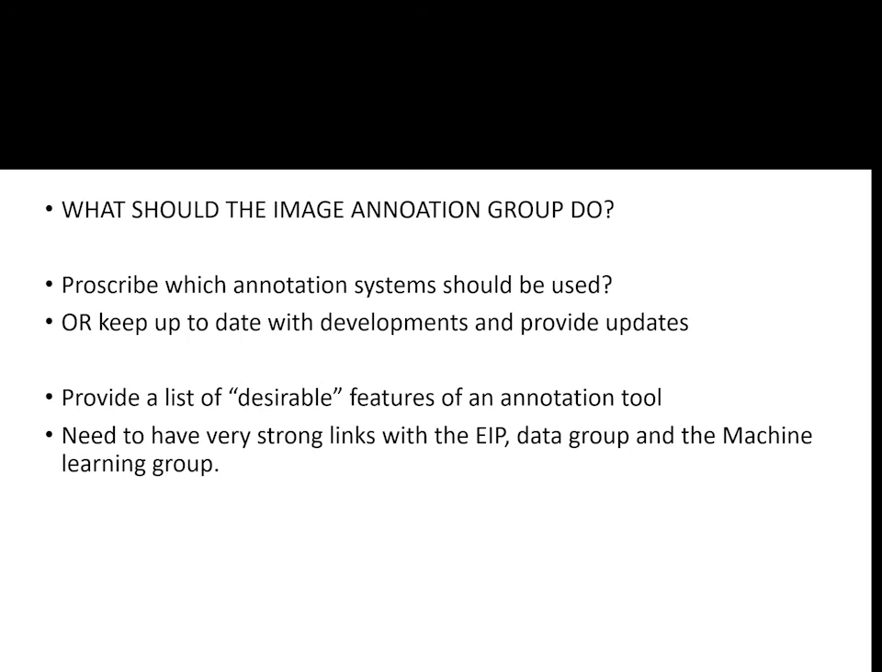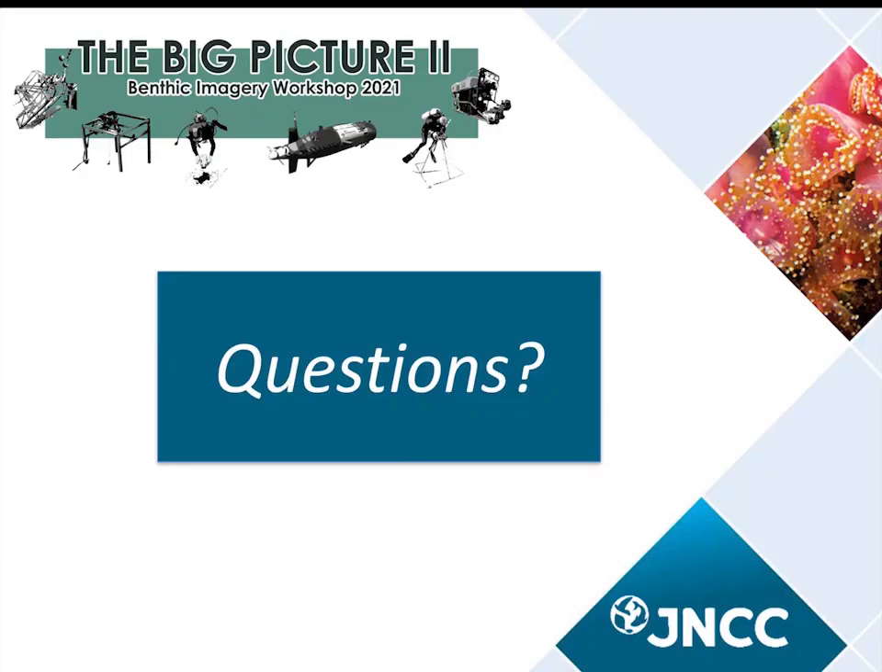That's it for me. I haven't got a lot more to tell you, so I've got a lot of questions really, and I'd like to open it up and think, what should the annotation group do? I think it's a lot clearer what the EIP group, the data group, the machine learning group, and the quantification group could do, but how do we then, as an annotation group, and whoever wants to be involved in that, what's our role? Thanks for your talk, Mark.